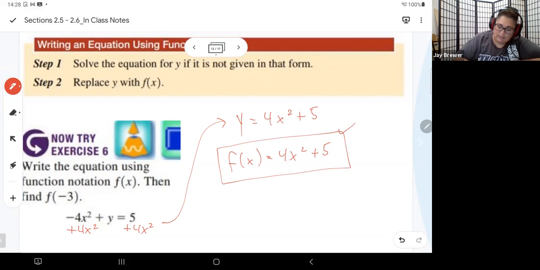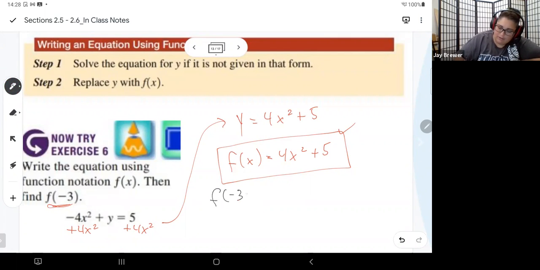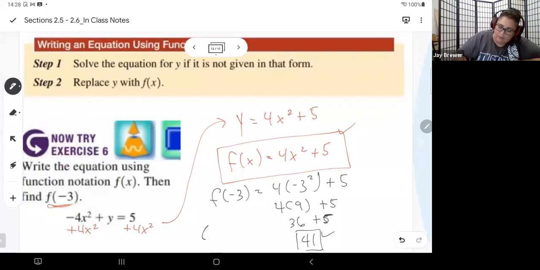The second part says find f of negative 3. So f of negative 3, let's do a different color so you can see it a little bit better. So f of negative 3 is equal to 4 times negative 3 squared plus 5. Negative 3 squared is 9. So 4 times 9 plus 5. So we would get 36 here plus 5. So your overall answer out is a 41. And if you wanted to do the point, it would be negative 3, 41.